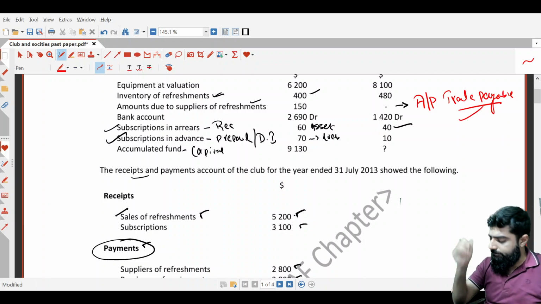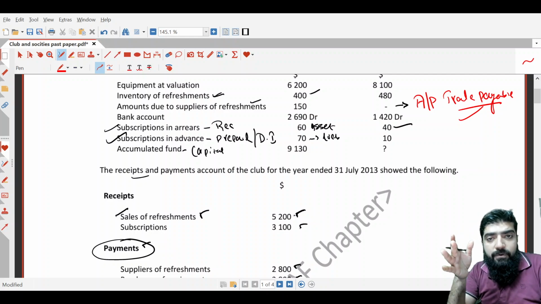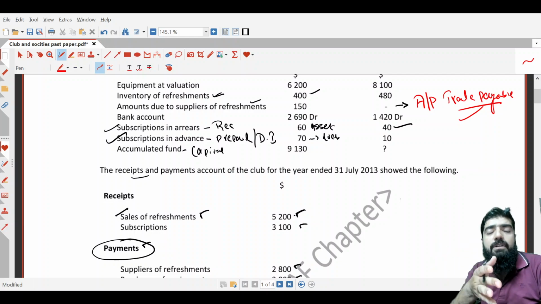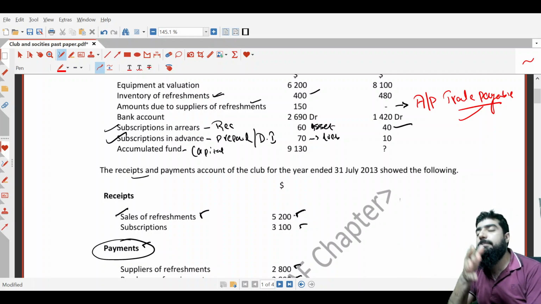Are you getting the point? So please remember, if you want to calculate the sales information, we prepare the accounts receivable control account. If you want to calculate the purchases information, we prepare the trade payable control account.